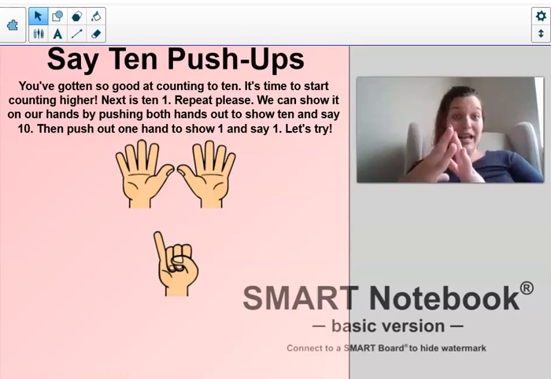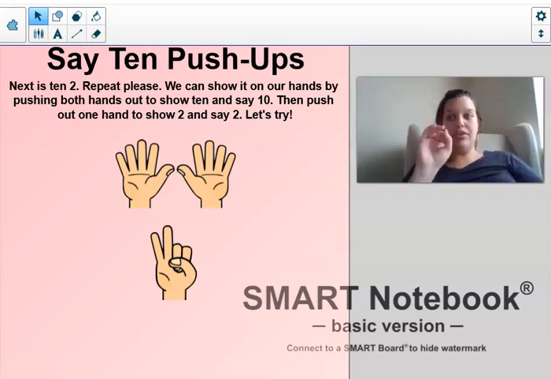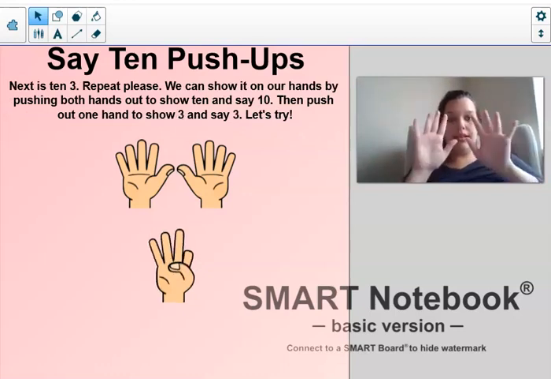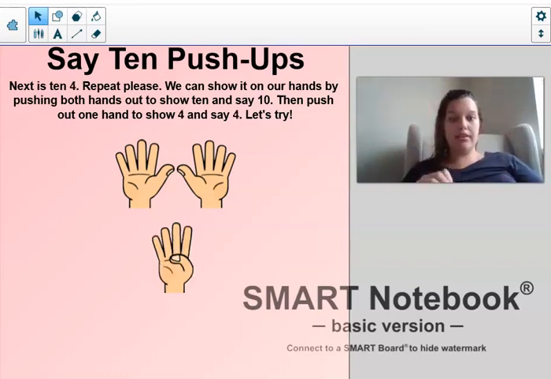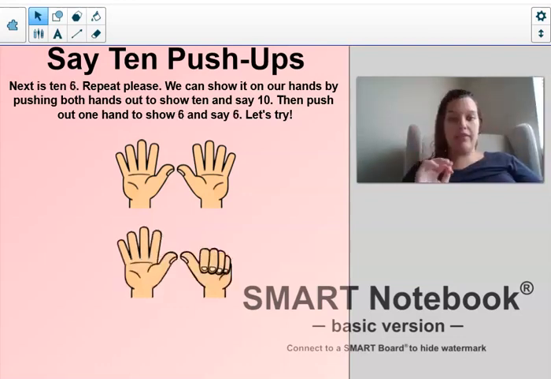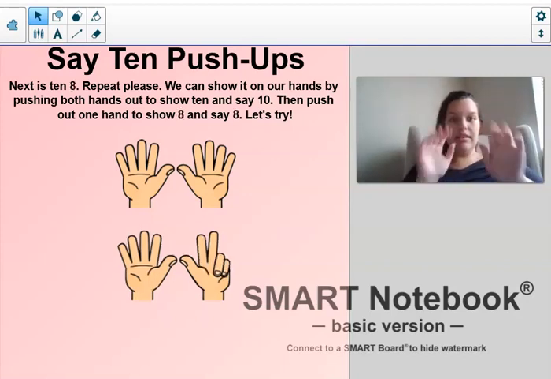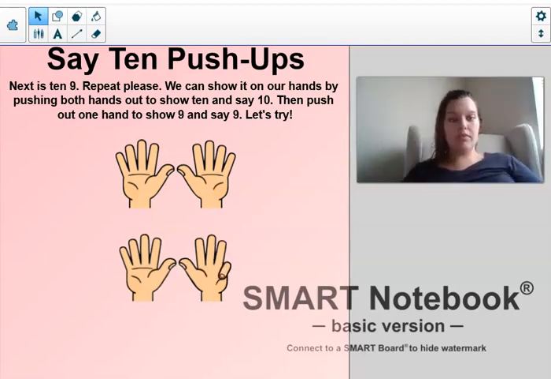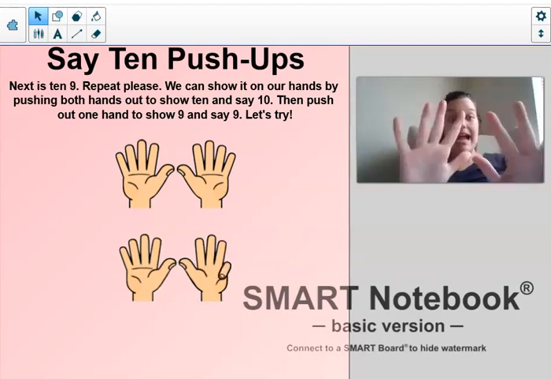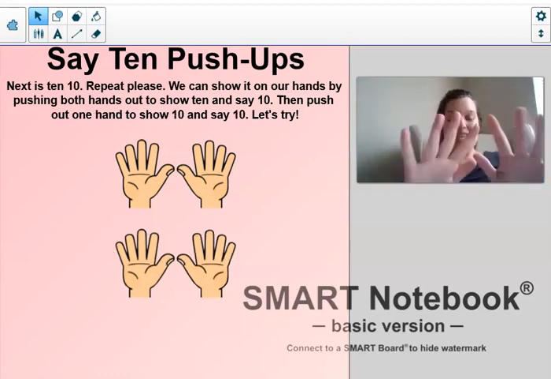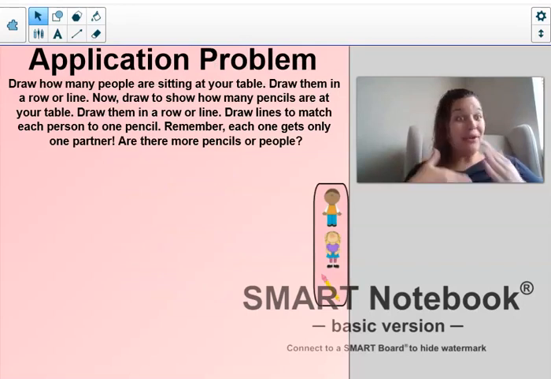So we are going to keep counting higher than 10. We're going to do our say 10 push-ups, and we're going to start with 10, 1, 10, 2, 10, 3, 10, 4, 10, 5, 10, 6, 10, 7, 10, 8, 10, 9, and 10, 10. Good job.